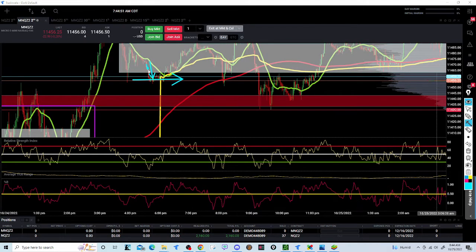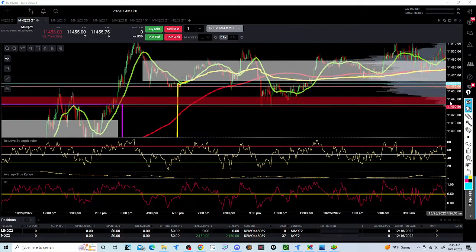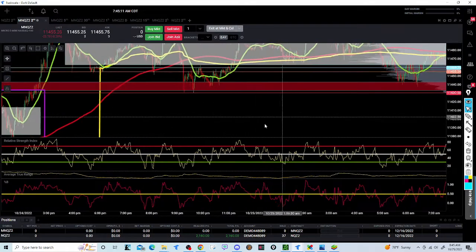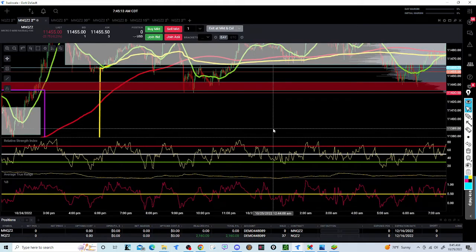Okay, price 1, 2, 3. Your RSI 1, 2, 3. You got a flat top with confirmed divergence. But again, this is a very, very easy strategy, and you can actually make a living just trading RSI divergence. And you can do that on any time frame.